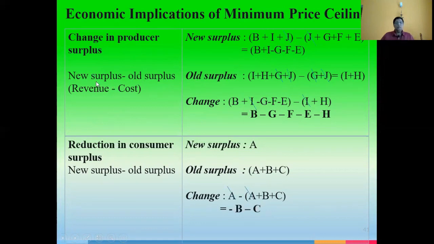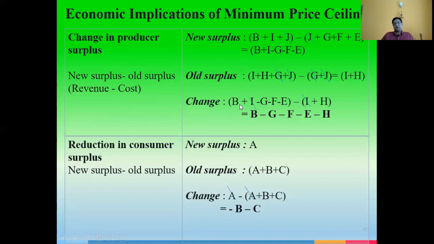Then new surplus minus old surplus is the change in producer's surplus. Old surplus before the minimum price ceiling: producer's surplus is given by the area between total revenue and total variable cost. Total revenue is IHGJ minus total variable cost GJ. Then old producer's surplus is HI. Then the change in producer's surplus is the difference between new surplus and old surplus.